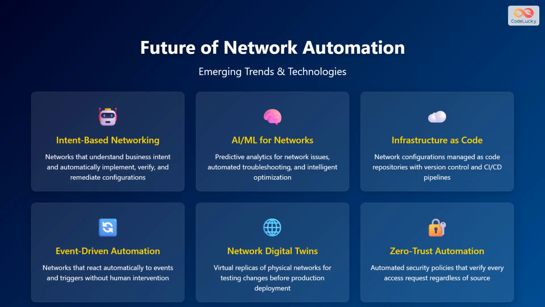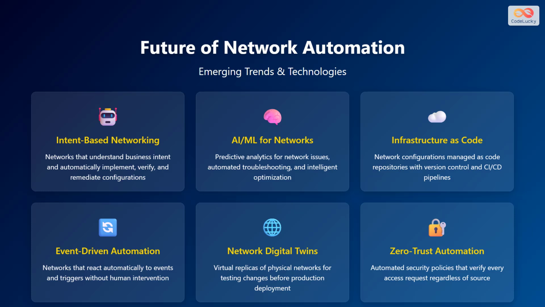The future of network automation is bright. Here are some emerging trends and technologies to watch. Intent-based networking, which is networks that understand business intent and automatically implement, verify, and remediate configurations. Artificial intelligence and machine learning for networks, predictive analytics for network issues, automated troubleshooting, and intelligent optimization. Infrastructure as code, network configurations managed as code repositories with version control, and continuous integration and continuous deployment pipelines.